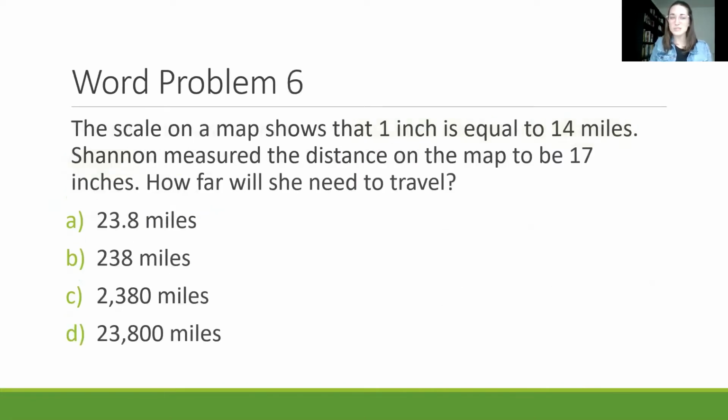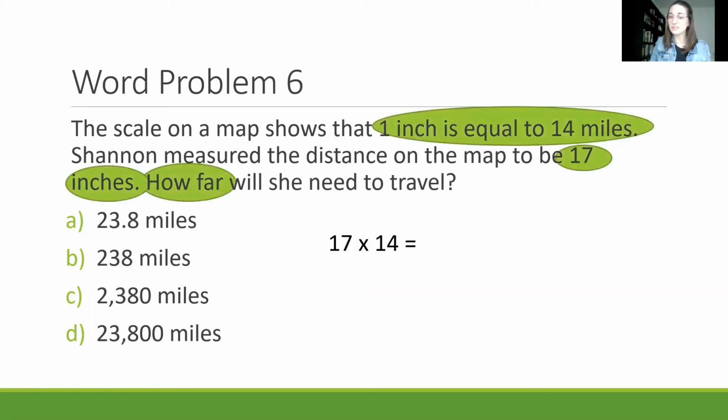For our final word problem today, it says the scale on a map shows that 1 inch is equal to 14 miles. Shannon measured the distance on the map to be 17 inches. How far will she need to travel? Well, if we know that every 1 inch is 14 miles, then to get 2 inches, we would have to multiply it by 2, and to get 3 inches, we'd have to multiply those miles by 3, and to get 4 inches, we'd have to multiply those miles by 4. So to get 17 inches, we just need to multiply the 14 miles times 17. And that will tell us how far in miles we need to go, which is 238.